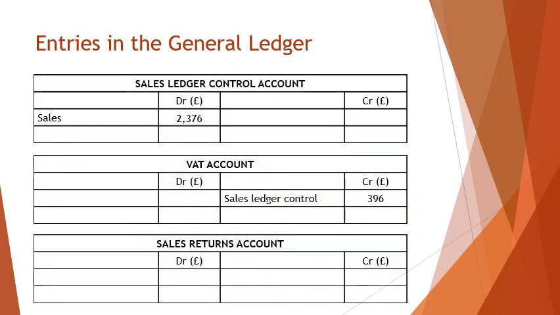So let's go back to our general ledger. Here we've already got the entries from our sales daybook. We're now going to record the entries from our sales returns daybook. So we will record the credit to our sales ledger control account of £102, and the description we'll put in will be the sales returns account. On the VAT account, we will record a debit of £17, and we'll describe that as sales ledger control. And on our sales returns account, we will record £85 as a debit, and again, our description will be sales ledger control.